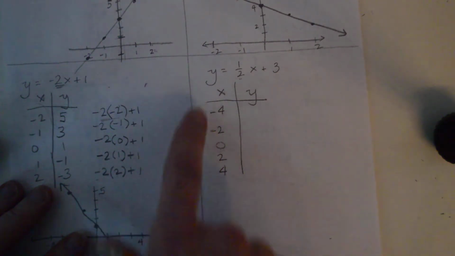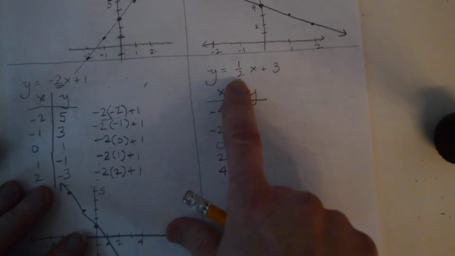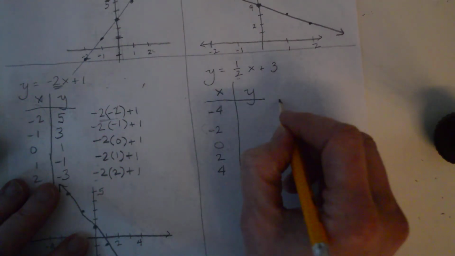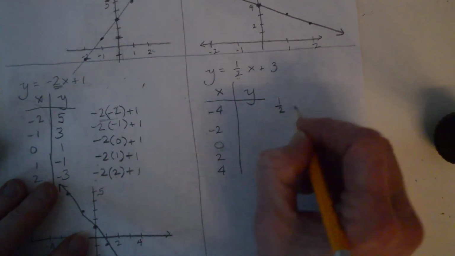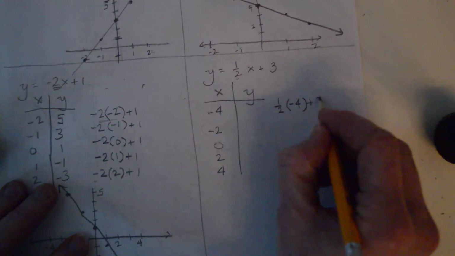The third option, which I'm going to choose, is that we just choose a different x value that is divisible by 2 so that we can take half of it. All right, so let's do that. So then this says, in order to get our y values, we take half of our x value, which in this case is -4, and then we're going to add 3.